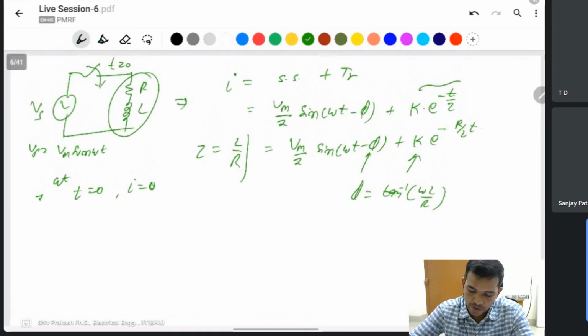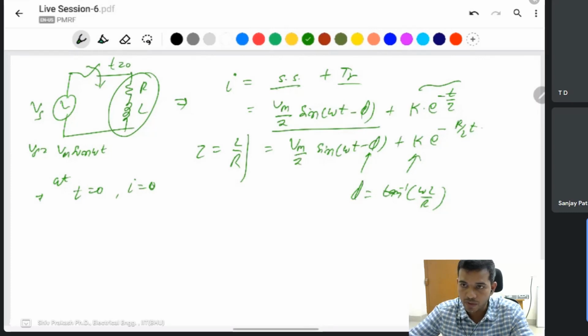You will find two values, a steady state value and a transient value. When switching occurs in an RL circuit, you find a steady state value and a transient value. Steady state is the same as in AC analysis. If you apply an AC signal to the RL load, you find Vm by Z sin omega t minus the impedance angle. If lagging in an RL circuit, then minus phi. If it is an RC circuit, then this one is plus phi, because the current is leading. And one transient effect.